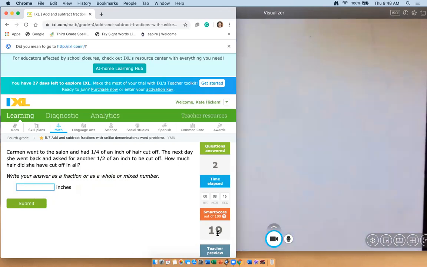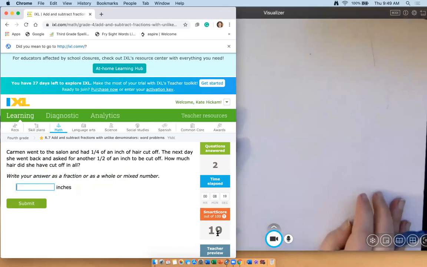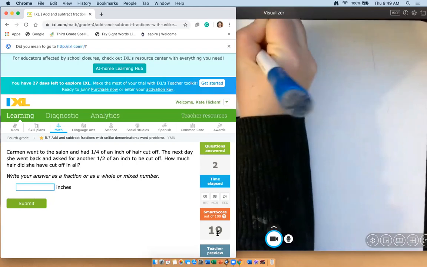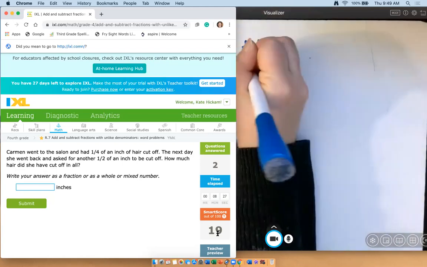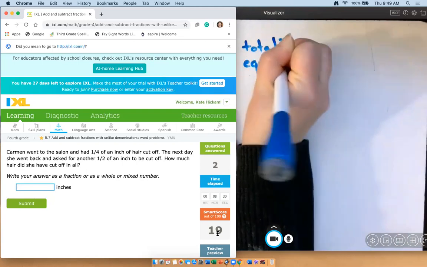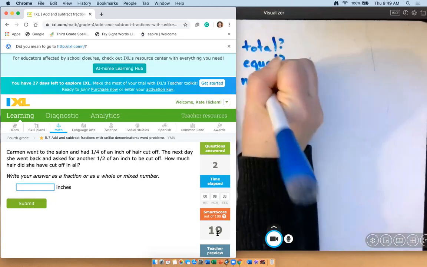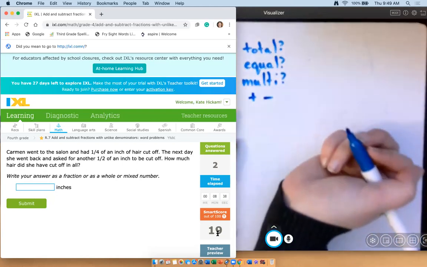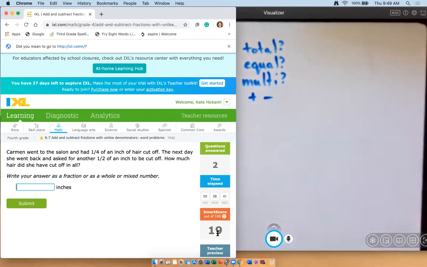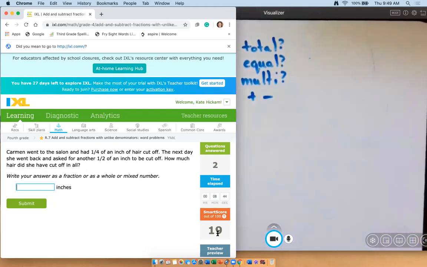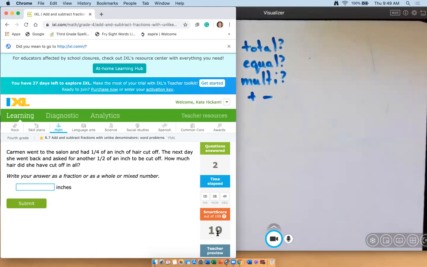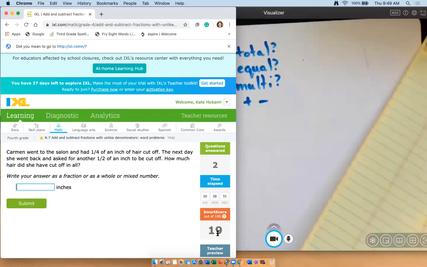So this one, I have a word problem. So I'm writing total, equal, multi. And I could leave those up, but I try and erase them every time just so it gets me in the habit of doing it every time, just like I have you do when you're doing it on a piece of paper. You can do your work on a whiteboard or you can do your work on a piece of paper. That's totally fine. I have my scratch paper here as well, so I can do it either way.